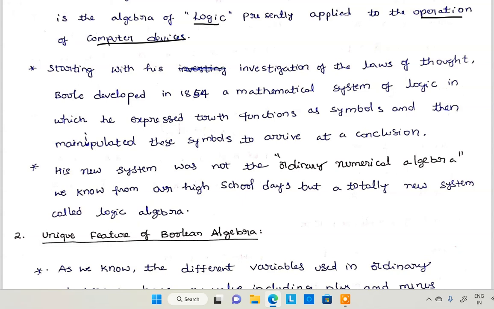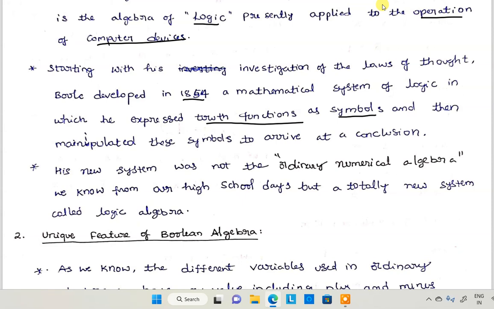In the second one, starting with the investigation, in 1854 a mathematical system of logic which can be expressed in truth functions. Truth functions means we have truth tables for each and every operation, maybe AND gate, OR gate, NAND gate, NOR gate, XOR gate. We also use different symbols for them.